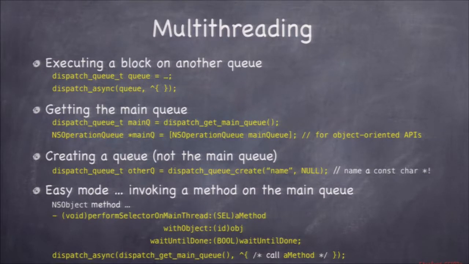So this performSelectorOnMainThread is just like saying dispatch_async onto the main queue, a block that just calls that method. That's all it really is. But it's just kind of easy mode. It looks nice. You don't have to do the dispatch_async business. But you have to be able to have one method to call. You put all the stuff you want to do in one method.